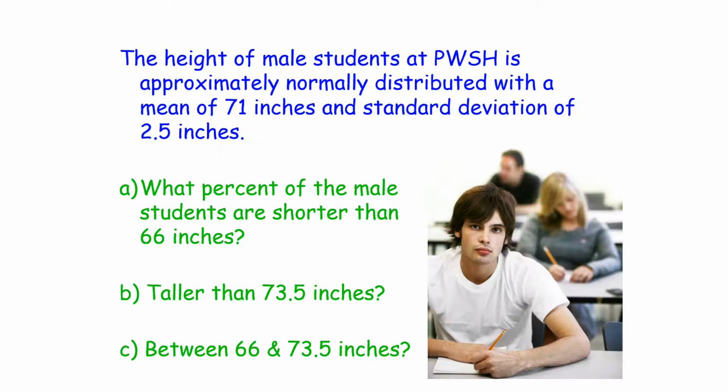Let's look at an example. The height of male students at PWSH is approximately normally distributed, with a mean of 71 inches and a standard deviation of 2.5 inches. Because we have an approximately normal distribution, we want to use the empirical rule. So what percent of the male students are shorter than 66 inches?